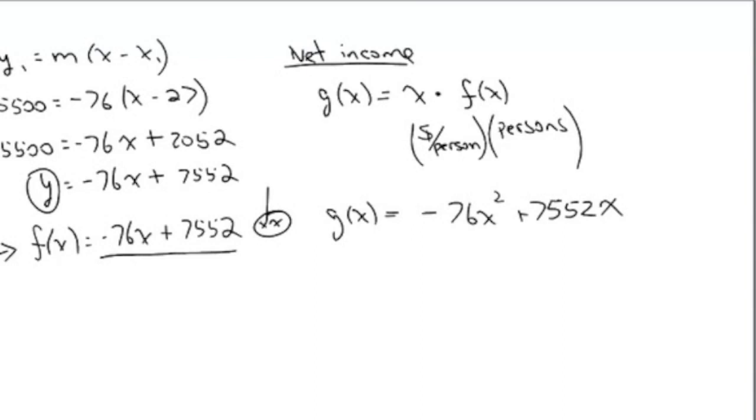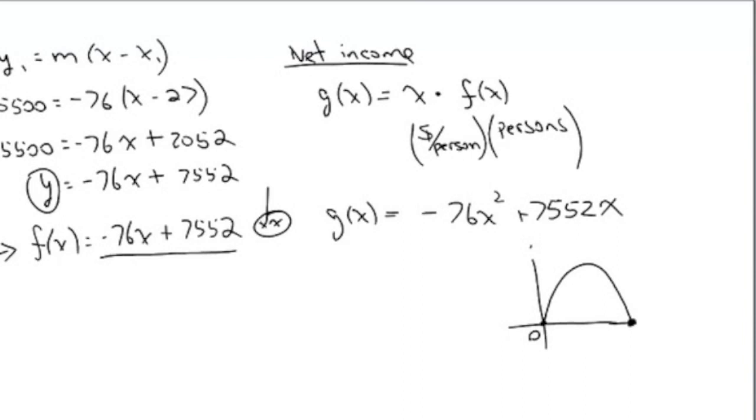What kind of graph is this? It's a parabola. So it has a general setup: it starts here, goes up, comes back down, and hits over here. Where does it hit? Specifically, I need the domain of this thing. I know it starts at 0. How do I find this point? Set it equal to 0. Factor out the x. What you're left with is 7552 and negative 76x, so it's basically 7552 divided by 76.